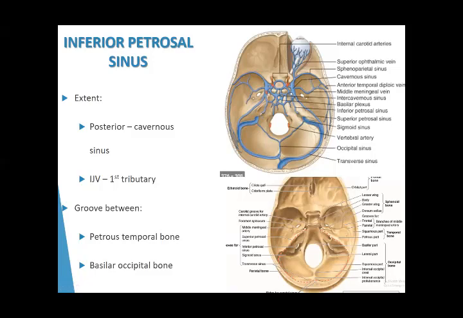So the sigmoid sinus is flowing out of the skull and continues as the internal jugular vein. So internal jugular vein is simply a continuation of the sigmoid sinus. और ये आपका जो inferior petrosal sinus है, this joins the internal jugular vein. In fact, first tributary of the internal jugular vein जो है वो inferior petrosal sinus ही होती है.